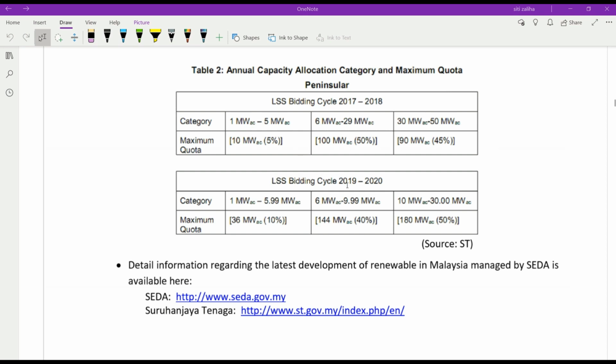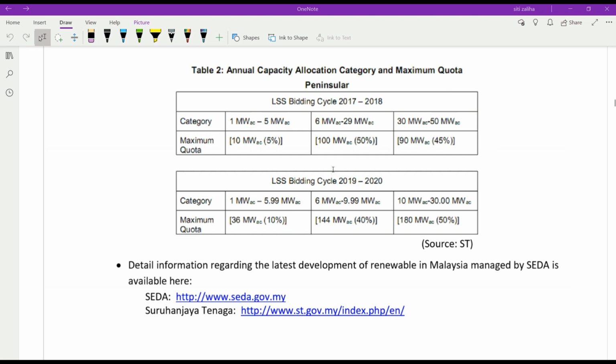Another bidding cycle starts 2019 to 2020. We can see the improvement here for this category. For 10 megawatt until 30 megawatt, about 50%. 6 megawatt to 9.9 megawatt, 40%. And 1 megawatt to 5.99 megawatt, about 10%.